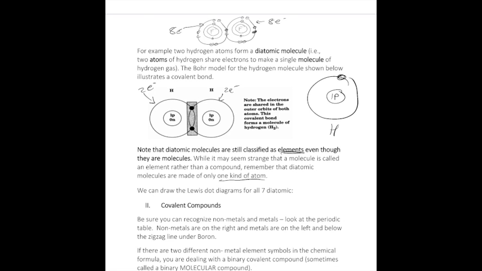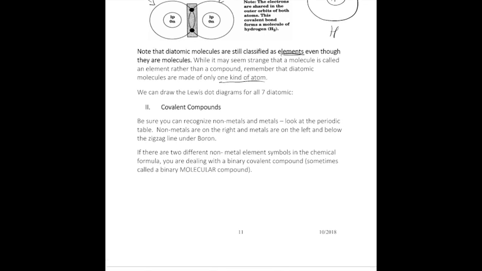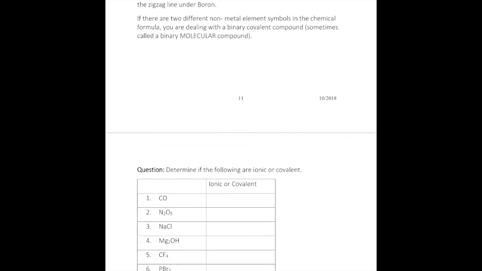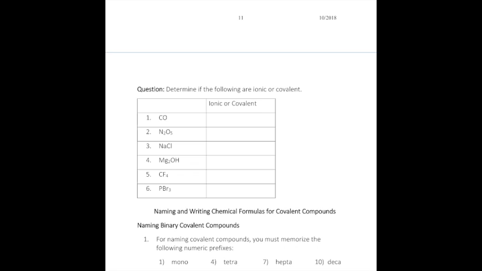Okay, so let's look at some covalent compounds. Be sure you can recognize nonmetals and metals. Look at the periodic table. Nonmetals are on the right and metals are on the left, below the zigzag under boron. If there are 2 different nonmetal element symbols in the chemical formula, you are dealing with binary covalent compounds, sometimes called binary molecular compounds. So here are some examples.